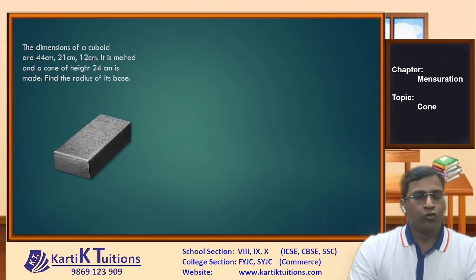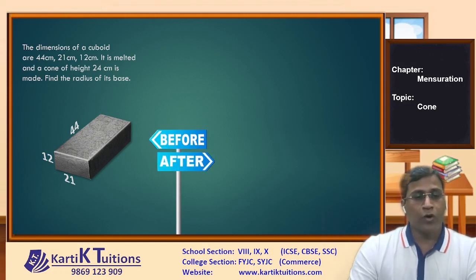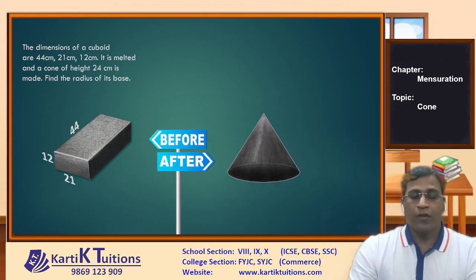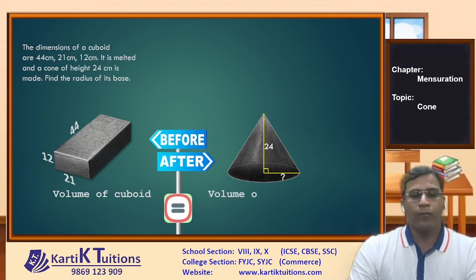So basically जो cuboid दिया था, अभी वो क्या बन गया? Cone बन गया. तो पहले वो क्या था? Cuboid, अभी बन गया cone, जिसकी height कितनी है 24 centimeter, और अपने को find क्या करना है, radius. So volume of cuboid is equal to volume of cone. Now, what is the volume of cuboid? It is LBH, and volume of cone is 1 upon 3 pi r square h.